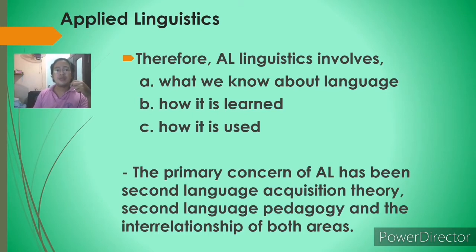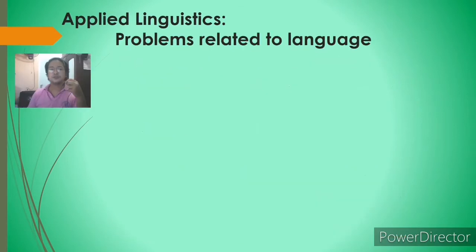Remember that the primary concern of applied linguistics has been second language acquisition theory, because our first language or our mother tongue may be of great help in learning and acquiring a second language, and second language pedagogy, because it requires the teacher to be knowledgeable about how to help his students learn and acquire the language using different methodologies and pedagogy, and the interrelationship between the two. Here are some of the language-related problems that we might consider.